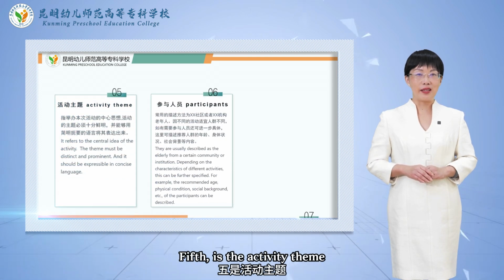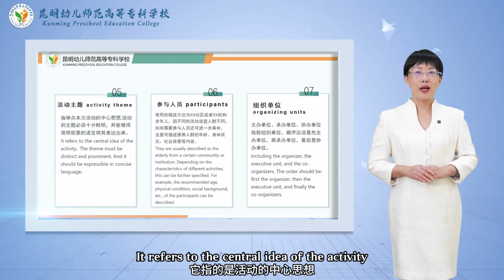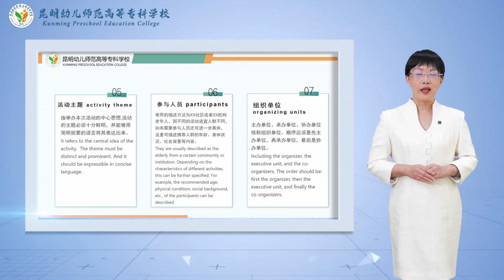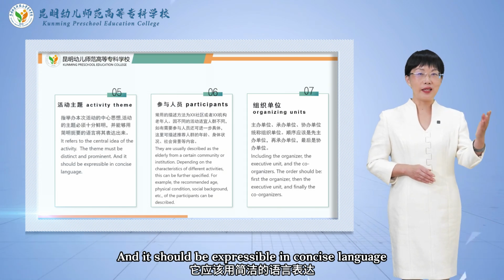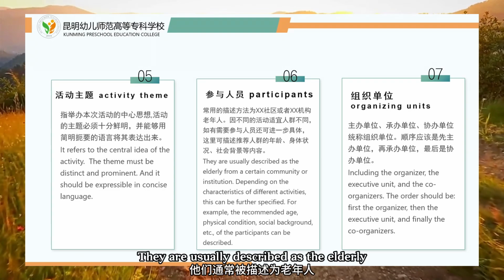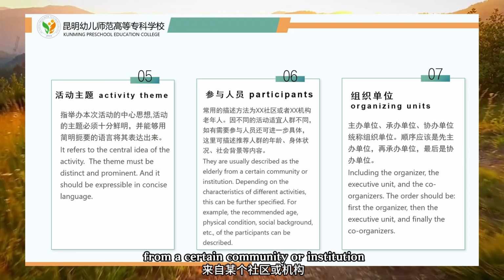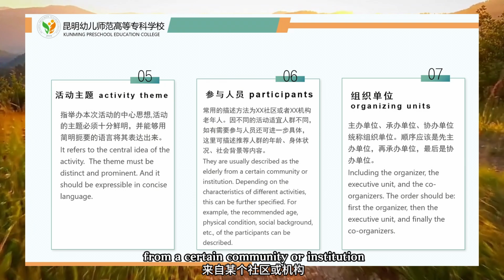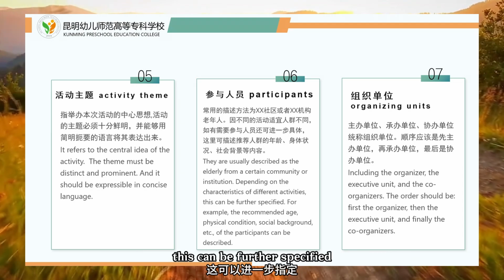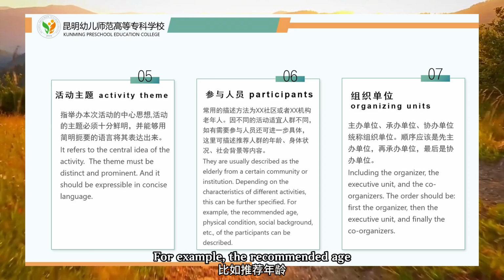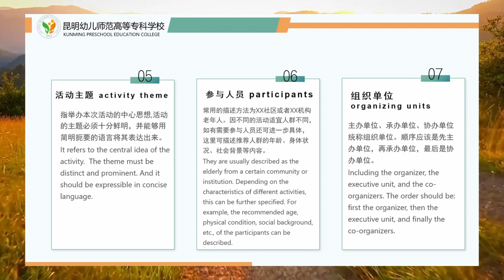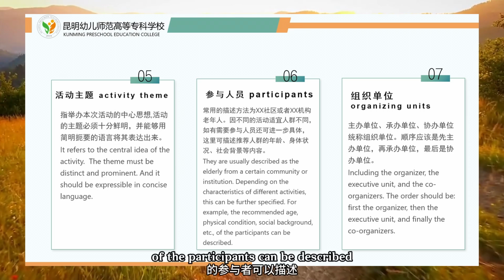Fifth is the activity theme. It refers to the central idea of the activity. The theme must be distinct and prominent, and it should be expressible in concise language. Sixth are the participants. They are usually described as the elderly from a certain community or institution. Depending on the characteristics of different activities, this can be further specified. For example, the recommended age, physical condition, social background, etc. of the participants can be described.